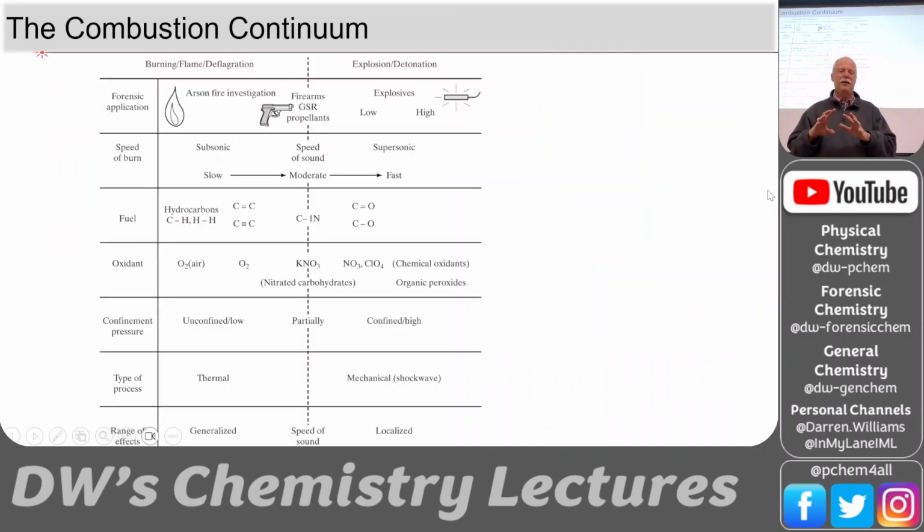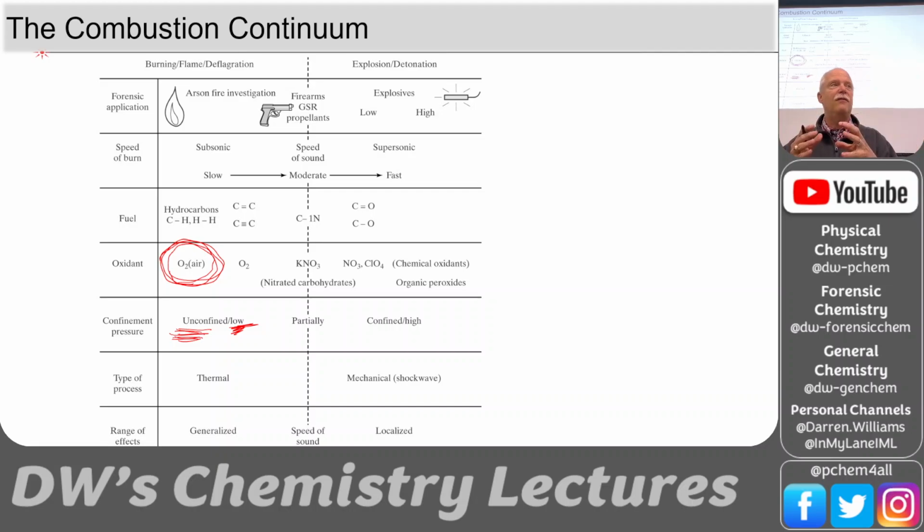And so this is that combustion continuum. On the far left we have burning. In terms of the physical effects, we would get into arson and fire investigation. We would look at the chemical signatures of arson and so on. You've got fuel such as hydrocarbons. In burning, the oxidant is the air. That's the oxidizing agent. Okay, and here's the key. If the fire is unconfined, then you have low pressure. So that's why we don't have explosions, right? We just have fires if it's unconfined.